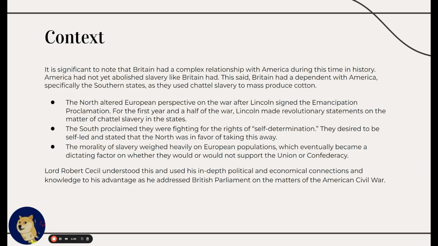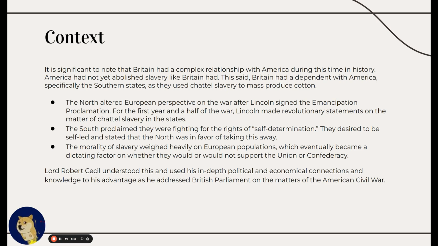During the American Civil War, Britain's relationship with America was intricate due to differences in slave policies. While Britain had abolished slavery, America had not. Britain relied on the southern states, which utilized chattel slavery for cotton production. The North's adoption of the Emancipation Proclamation changed European perspective on the conflict. Lincoln's stance against chattel slavery influenced European opinion.